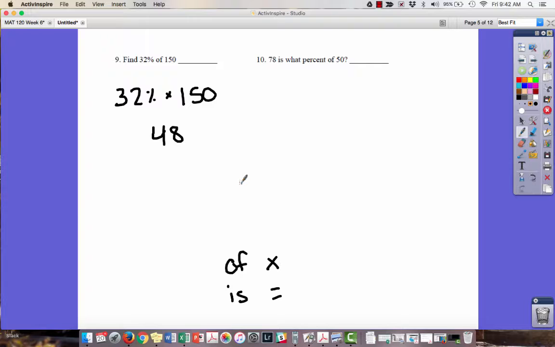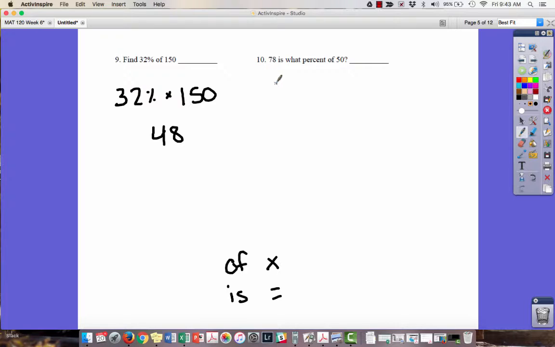Now once I have the answer, stop and ask yourself, does it make sense? So 150, we're thinking about a third of 150. Well, a third of 150 is 50, which this is really close. So that's about perfect. And it's a little bit less because we're not quite at a third. If I ended up with a huge number, I would know I was wrong because the answer wouldn't make sense. So always stop with these questions and just think logically, what do you think you'll get?